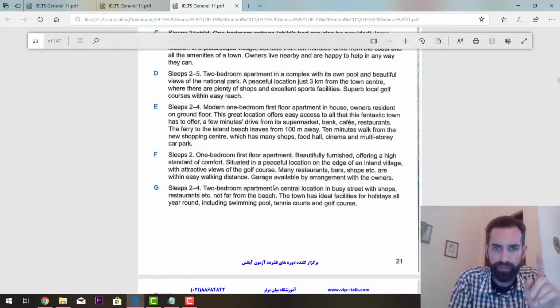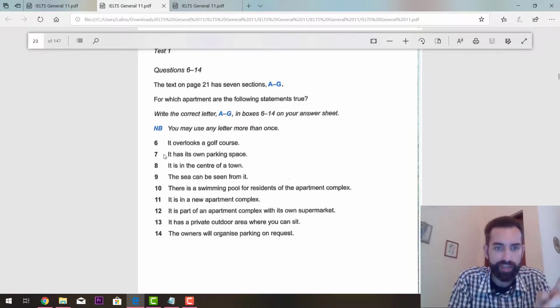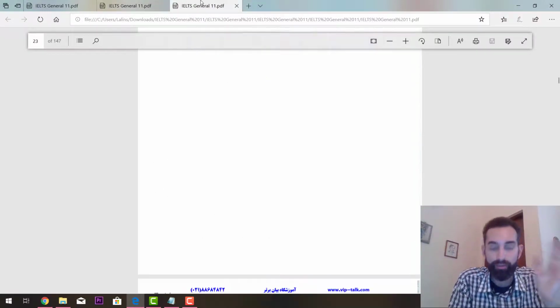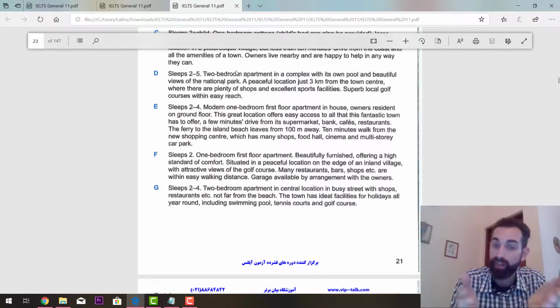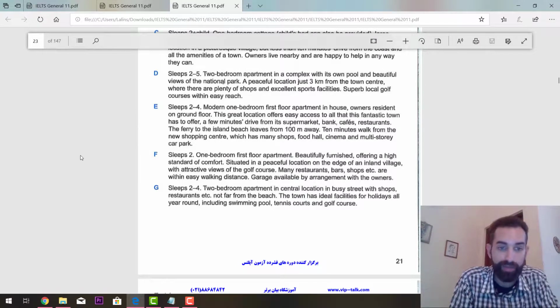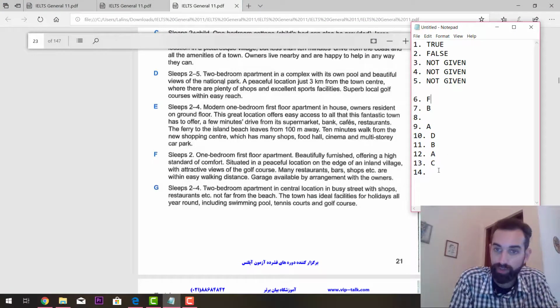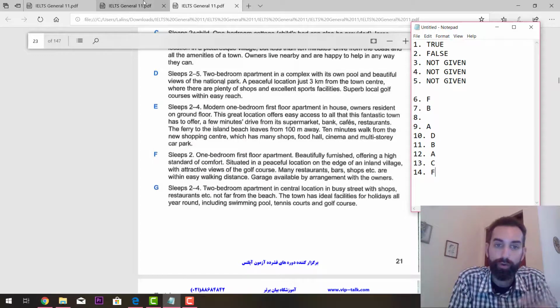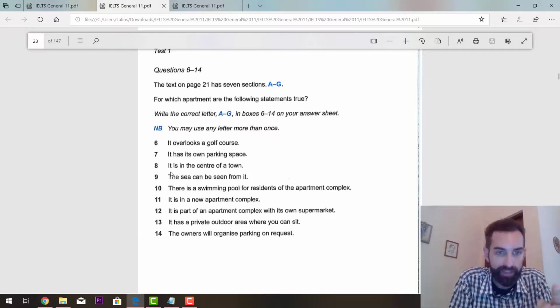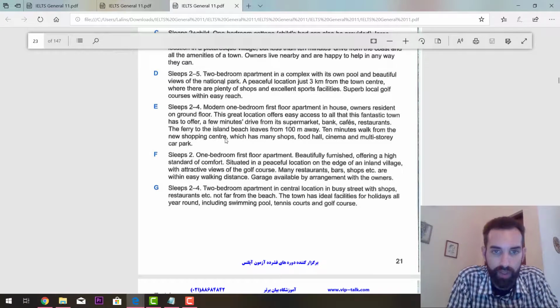Now they also mentioned the garage. Garage available by arrangement with the owners means the owners will organize parking on request. A garage is where you park your vehicle. That's parking available on request by arrangement with the owners. So that means that 14, one of the ones we're missing, is also F. Now, the only one we're looking for is obviously 8, and that is in the center of a town. This is not in the center of a town, it is on the edge of an inland village.